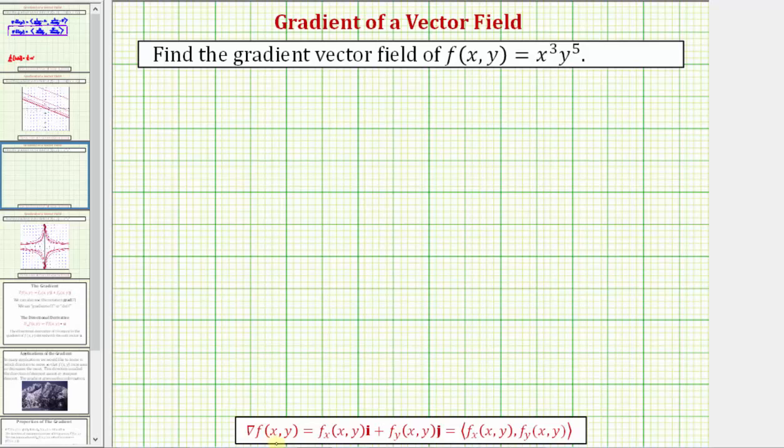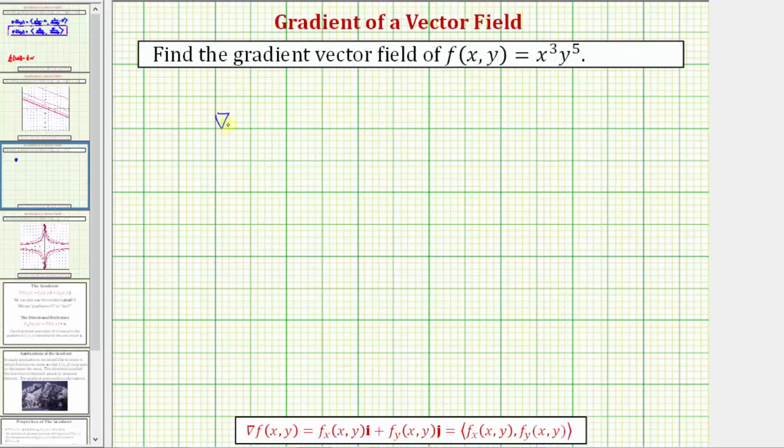So the gradient vector field is equal to this two-dimensional vector field, where the x component is equal to the partial derivative of f with respect to x, and the y component is equal to the partial derivative of f with respect to y. Once we find the gradient vector field, we'll take a look at this graphically and explain what it tells us about f of x comma y.